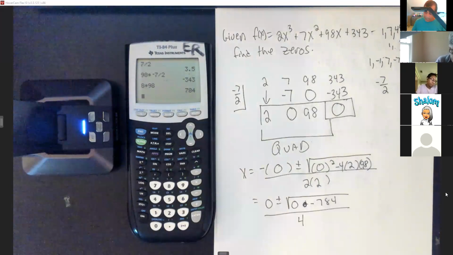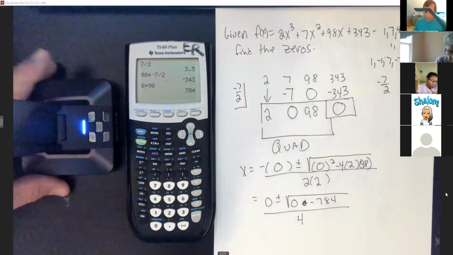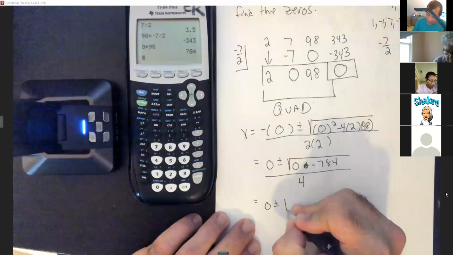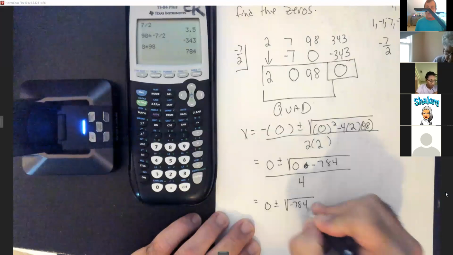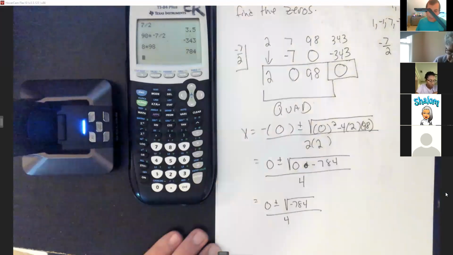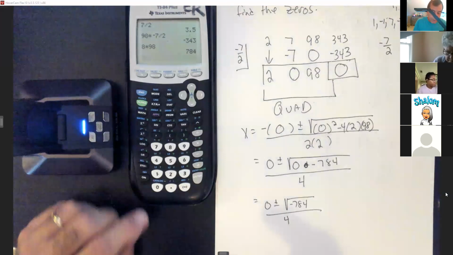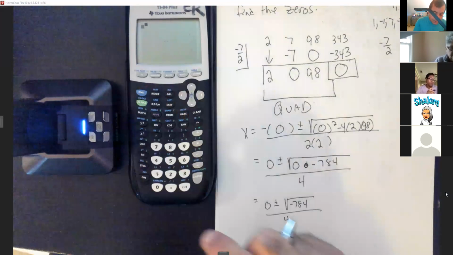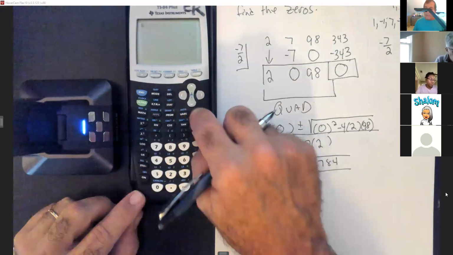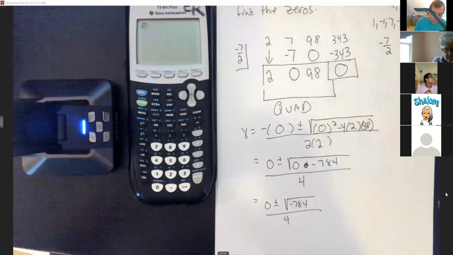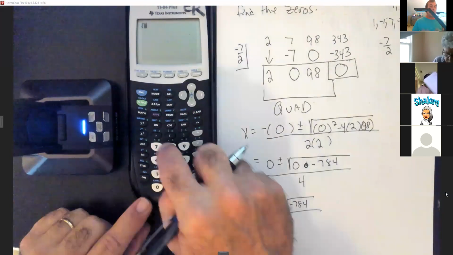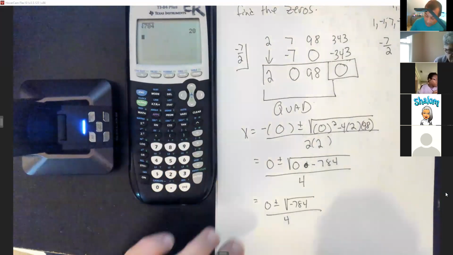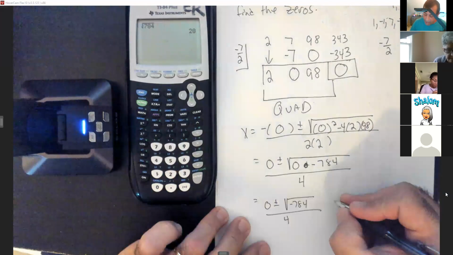All right, so let's bring this down. That's going to give you 0 plus or minus negative 784 under my radical, all divided by 4. So let's see if the 784 is a perfect square or not. So I'm going to just try to take the square root of that. I ain't worried about the negative at the moment. I just want to see if 784 is a perfect square root or not. When I hit enter, oh, it is. Look at that.